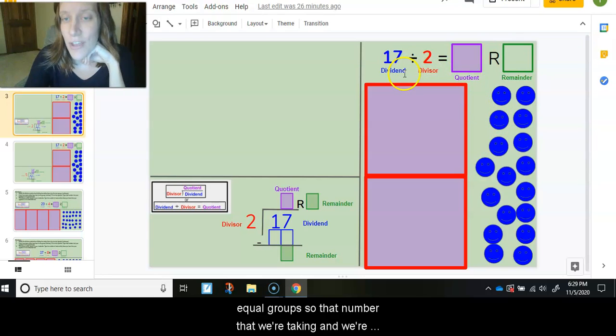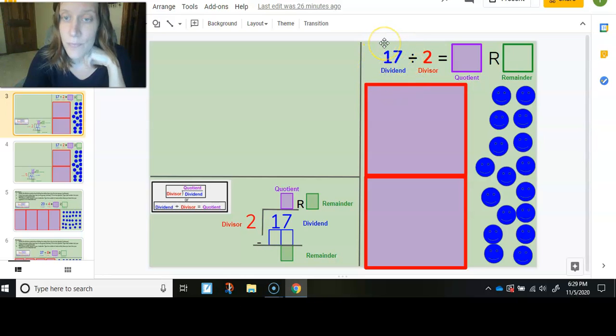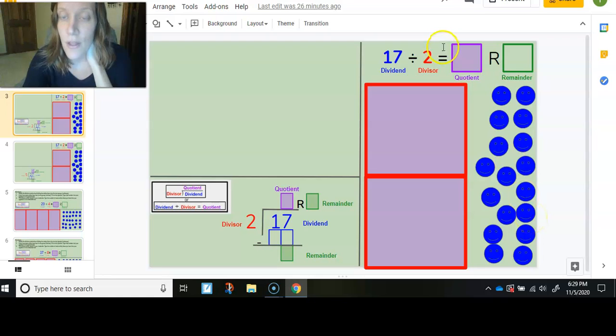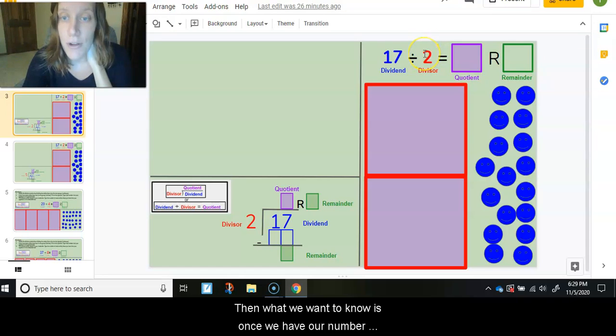So that number that we're taking and we're splitting into equal groups or dividing into equal groups is called our dividend. So right here we have our dividend, it's in blue. And in this case, we're going to talk about these 17 smiley faces that we are going to split into equal groups. Our 2 is the number of equal groups. That is our divisor. That's how many groups we're splitting it into. Then what we want to know is, once we have our number and we split it into equal groups, how many smiley faces are going to be in each group? That is our quotient.